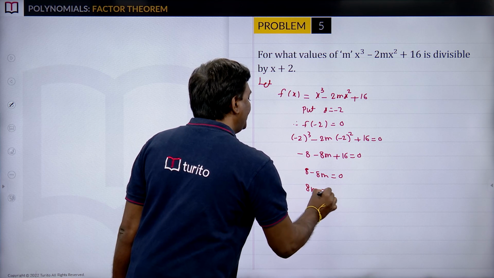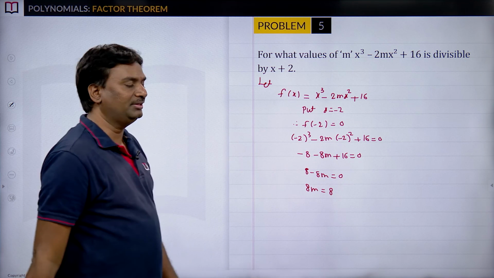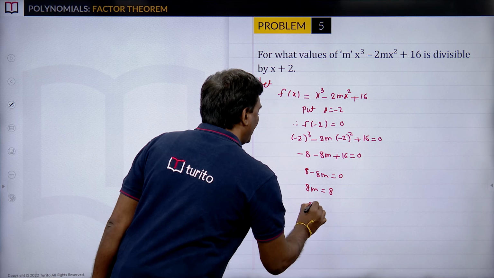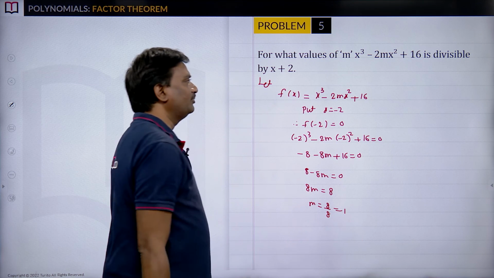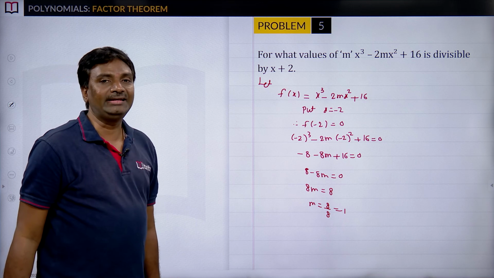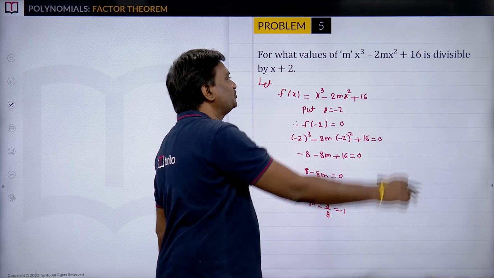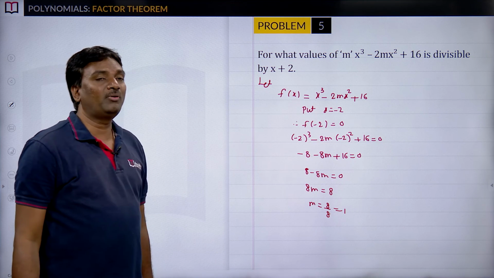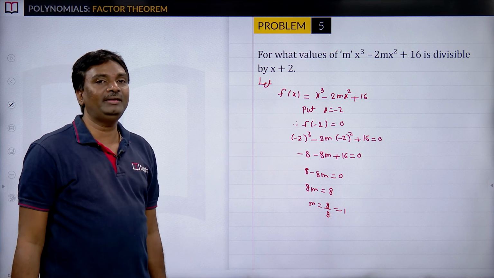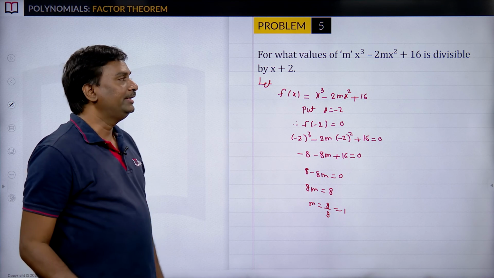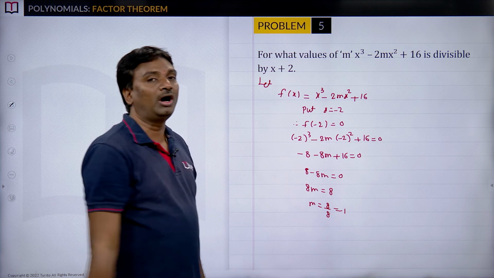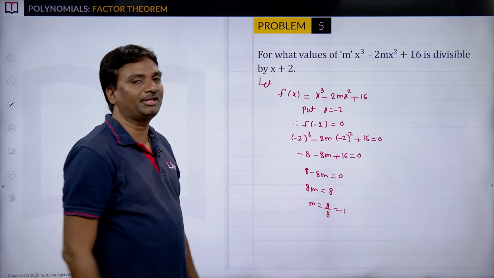By taking 8 to that side, that should be plus 8. So from this you will get, by dividing on both sides by 8, 8 by 8 equal to 1. So in place of m, by writing 1, x cube minus 2x square plus 16, then that polynomial should be divisible by x plus 2. So x cube minus 2mx square plus 16 is given. In place of m, by substituting what values, that should be divisible by x plus 2.